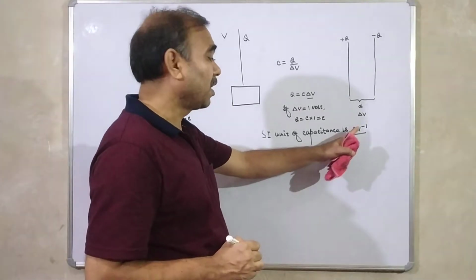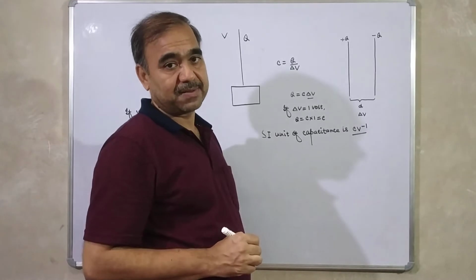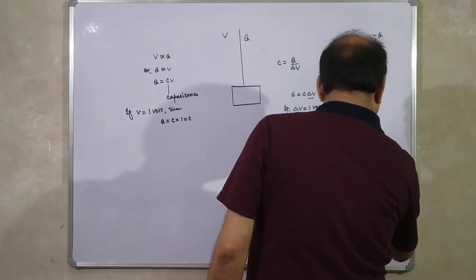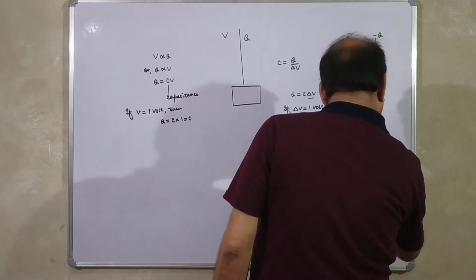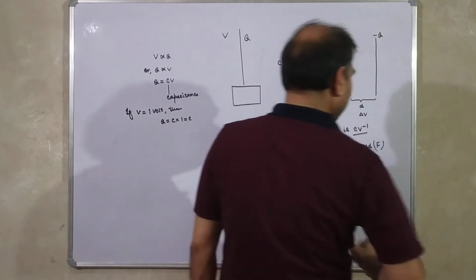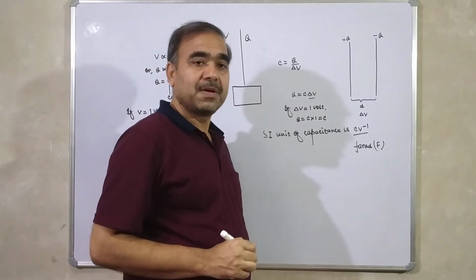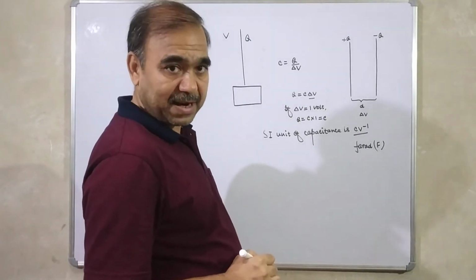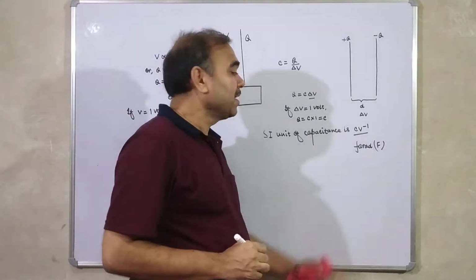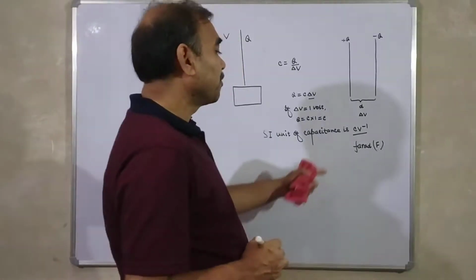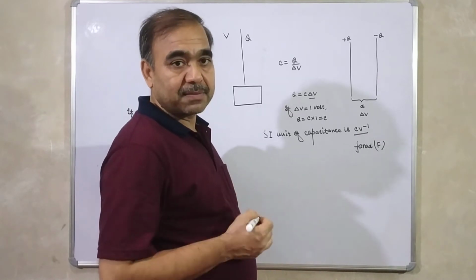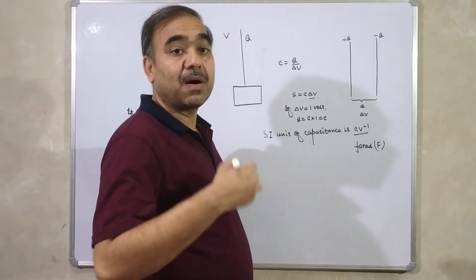Or you can say coulomb per volt is the SI unit of capacitance, which is known as farad, F-A-R-A-D, denoted by the symbol capital F. This is the SI unit of capacitance. Farad is the SI unit of capacitance, denoted by capital F. Right? This is a very big unit. Therefore, we express the capacitance of a capacitor in picofarad, nanofarad, or microfarad.